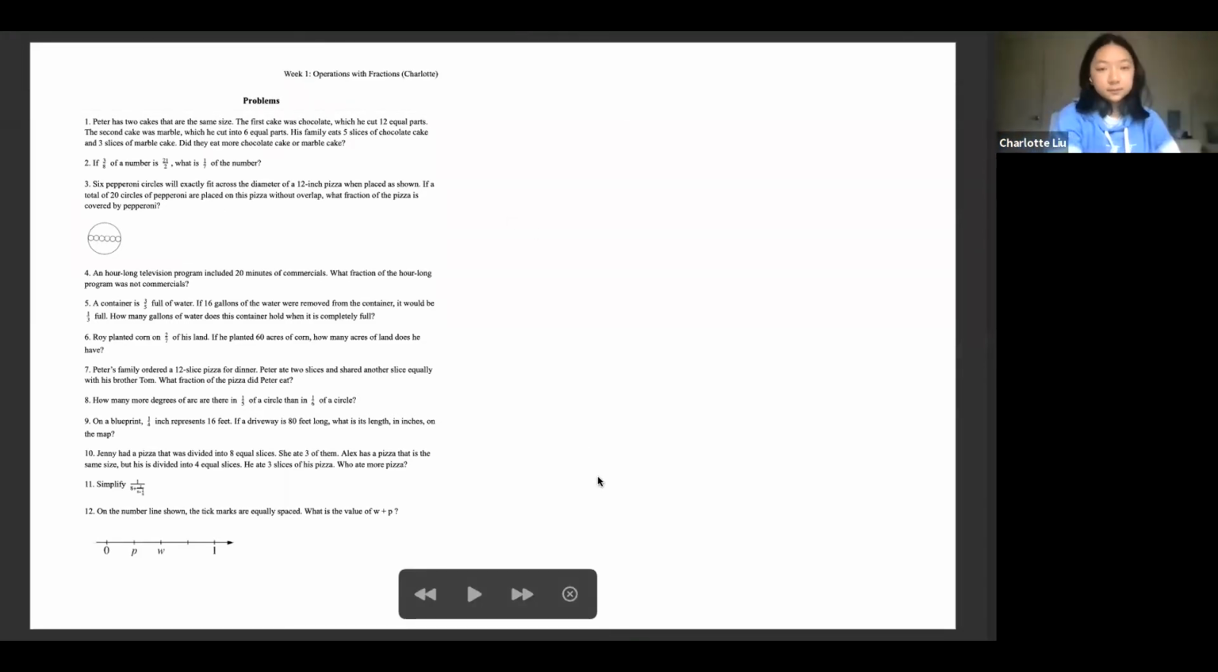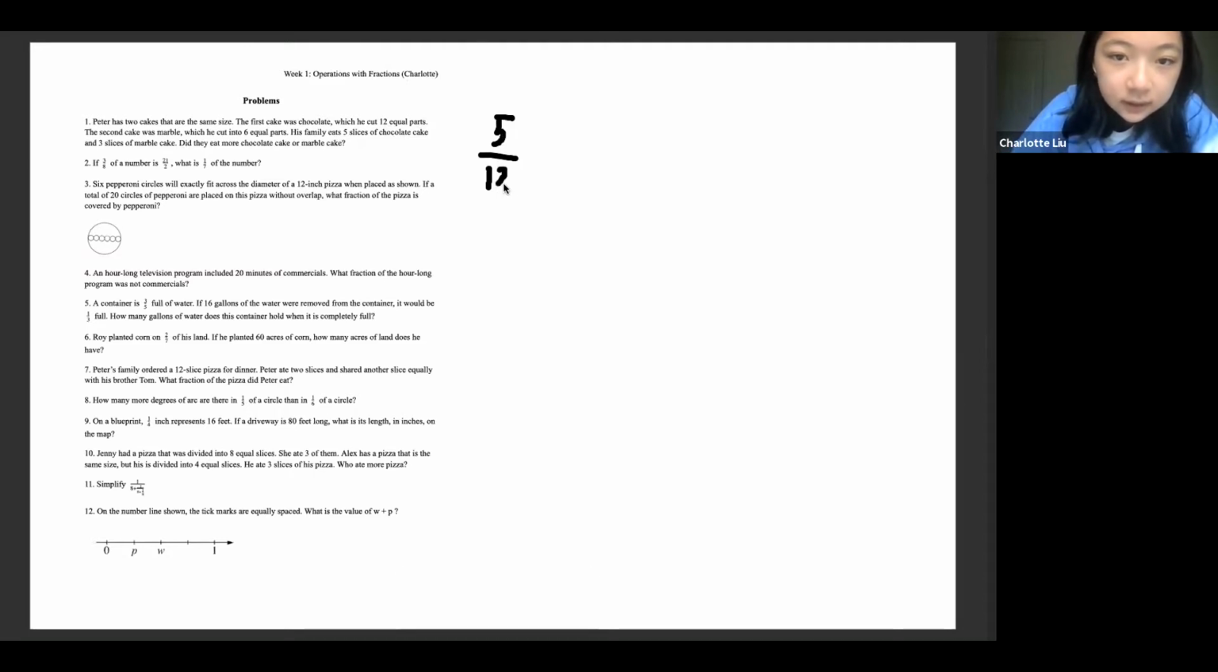Okay, so I want to explain the problem now. The first cake was chocolate, and there's 12 parts, and his family ate 5 slices of that, which means that they ate 5/12 of that cake. Oops. They ate 5/12 of the chocolate cake. And then he cut the marble cake into 6 parts and they ate 3 of it. So that means they ate 3/6 of the marble cake.